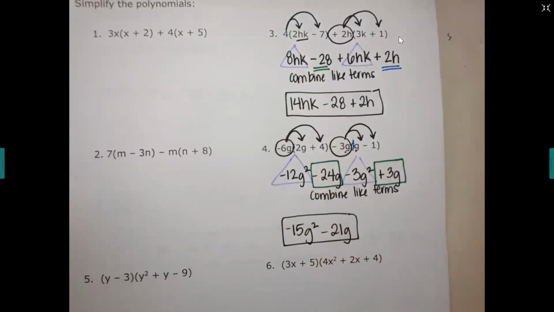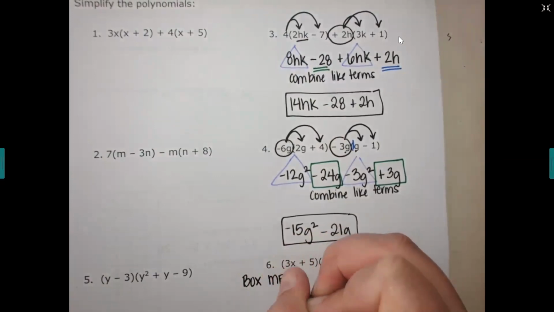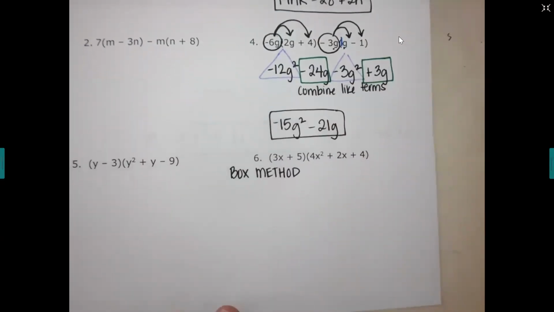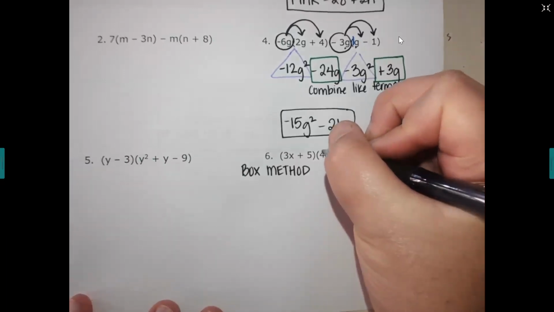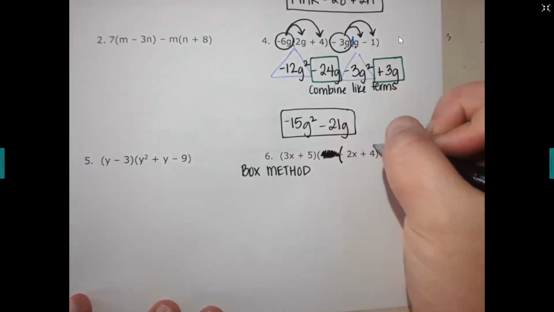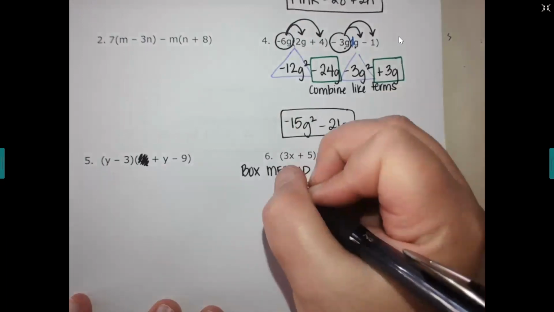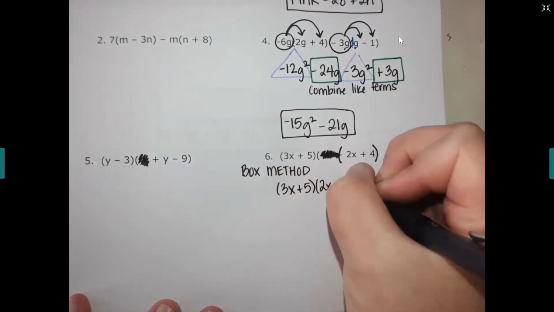All right, then for numbers 5 and 6, these are both going to be box method. But I do want you to adjust these problems a little bit. So for this first one, I want you to knock out the 4x squared and just make it a 2x plus 4. And for this one, take out the y squared. So now the equation should read 3x plus 5 and then 2x plus 4.